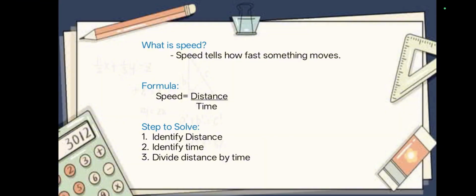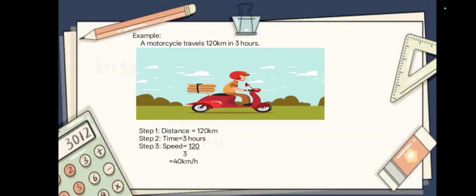The steps to solve: first, identify the distance. Second, identify the time. Third, divide distance by time. Here is an example: a motorcycle travels 120 km in 3 hours. Step 1, distance is 120 km. Step 2, time is 3 hours. Step 3, speed is 120 divided by 3, which is 40 km per hour. So the motorcycle travels 40 km every hour.